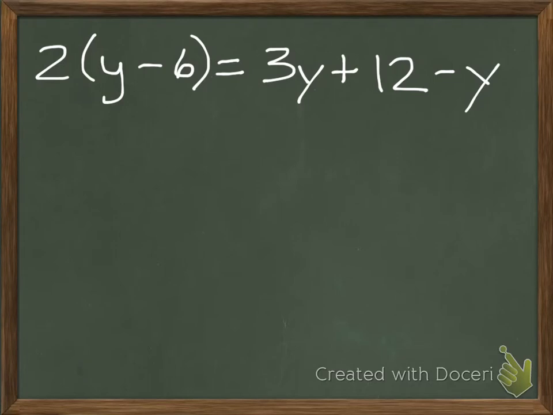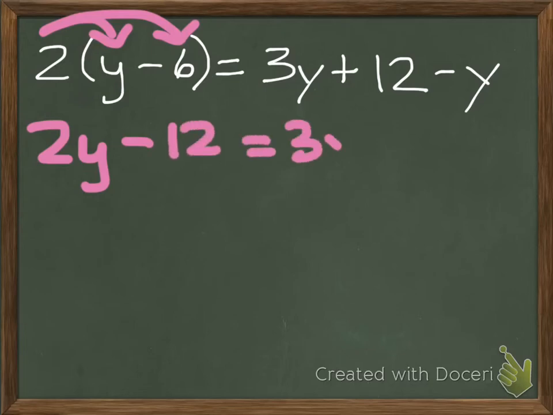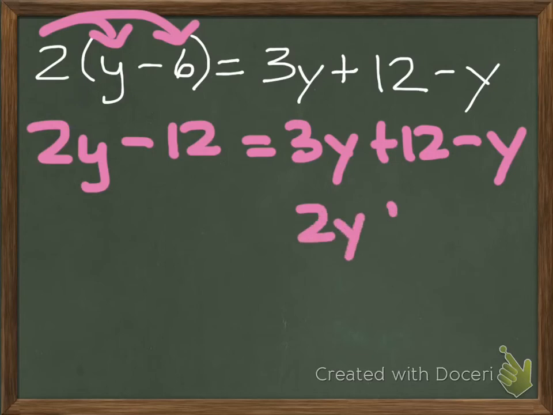Here we notice that we need to use the distributive property, so we're going to distribute 2 times y minus 2 times 6, which is 12. Haven't done anything to the right side yet, so I'm going to rewrite it. Now I need to combine like terms. I can combine like terms on the right side by just reading from left to right. So I have 3y minus y, which gives me 2y.